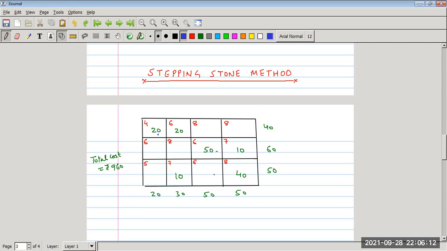Now what do we have to do? We have to check how we can use the stepping stone method, how we can check whether this is the optimal solution or not, right? So we have found the total cost, rupees 960. You can check whether it is by the least cost method or Vogel's approximation method, right? So we start with the basic feasible solution.